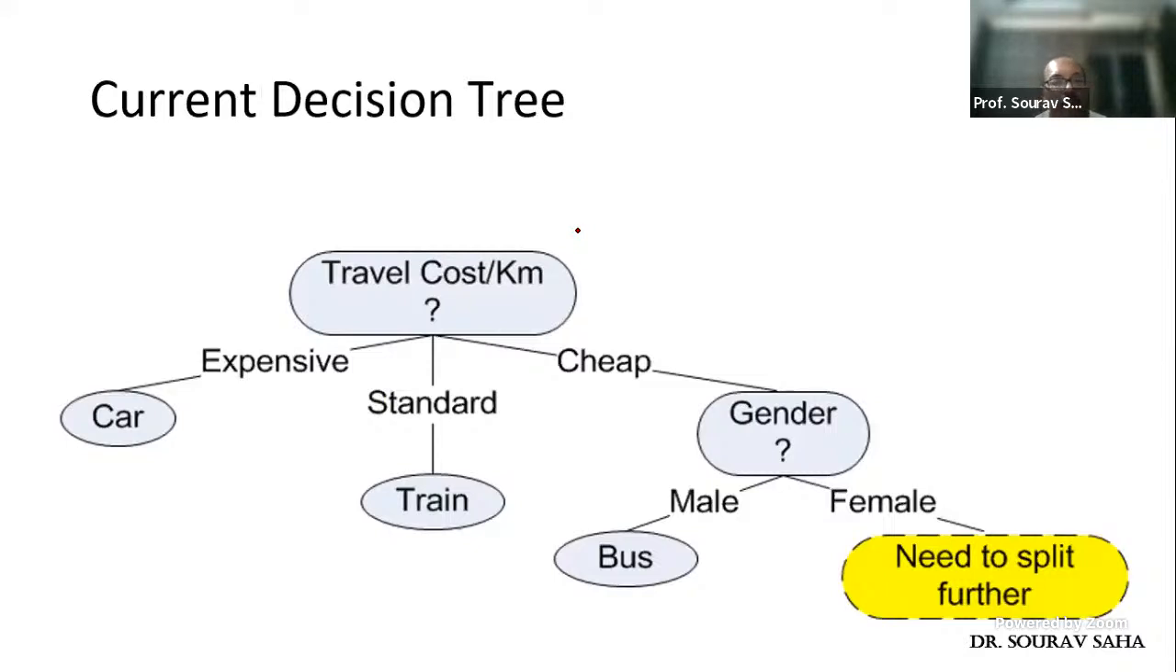But here is how my tree looks right now. Travel cost standard, always go via train, no issues. Travel cost expensive, always go via car. Travel cost cheap, that is where we had 5 data points. And there, if the gender is male, clearly they're taking a bus. If the female is there, we need to split further.